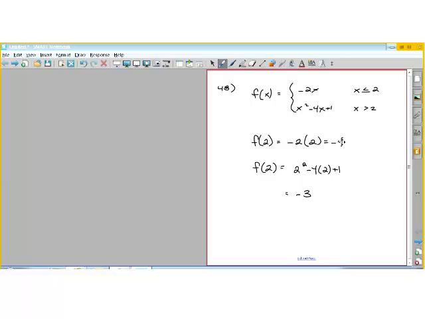So we can see that it's going to be discontinuous, and it's not going to be removable because we have a jump. The only time you can have a removable discontinuity is when the function does not exist because it's indeterminate. As far as this is concerned, the function exists at x equals 2 because this part of the function applies.